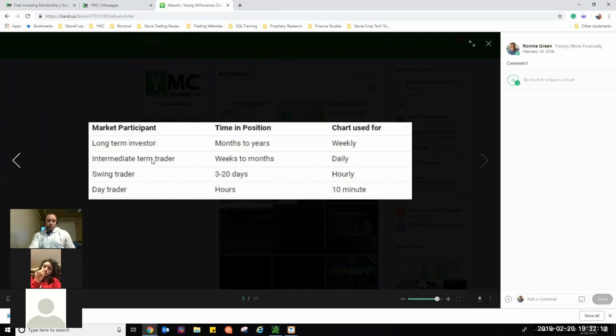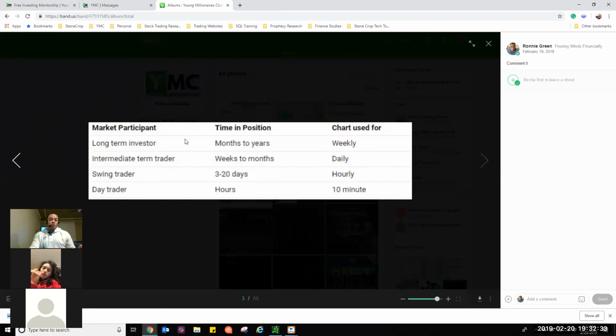Remember, Ben's type of trading right here. This is what he trades. He holds for weeks and months. He doesn't hold for longer than a year. He's not a long-term investor, but he does hold for weeks to months. So this is his chart right here. He looks at the daily.